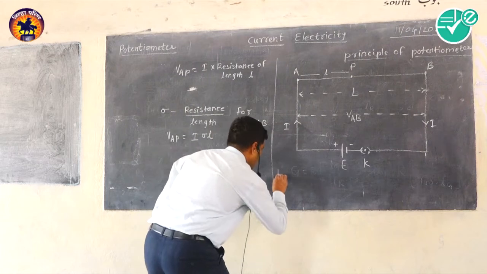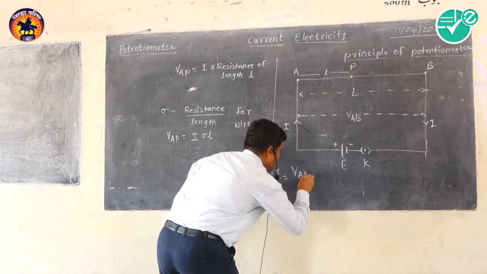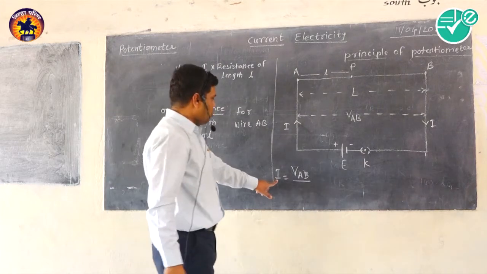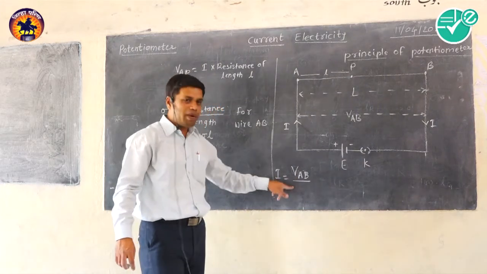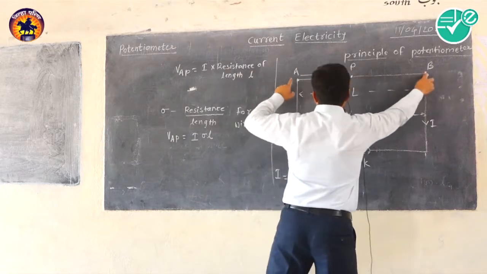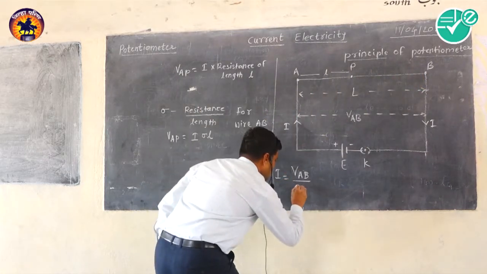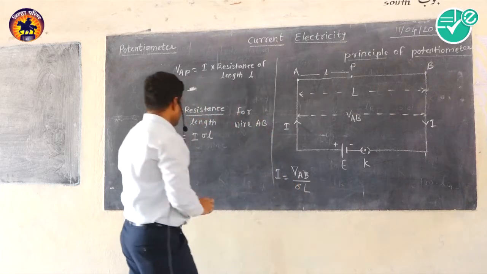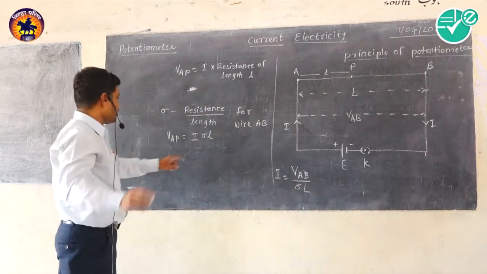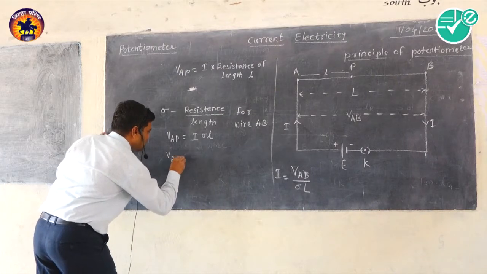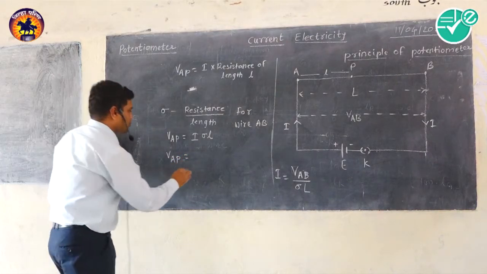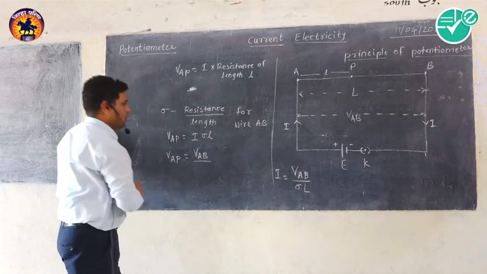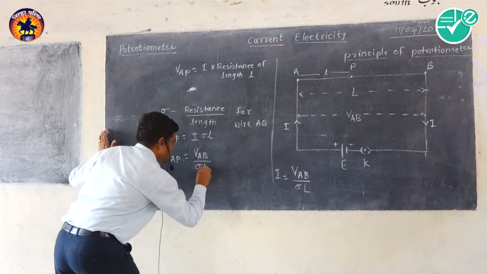We can write I is equal to VAB divided by the resistance, since we know current is equal to voltage divided by resistance, and the resistance of this complete wire is given by, here the length of the wire is L and sigma is the resistance per unit length, so sigma into L. So, this is the current. If you put this value of current in this equation, then we will get VAP is equal to I, which means the potential across AB divided by sigma into capital L, multiplied by sigma into l.